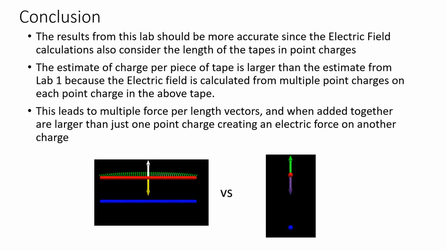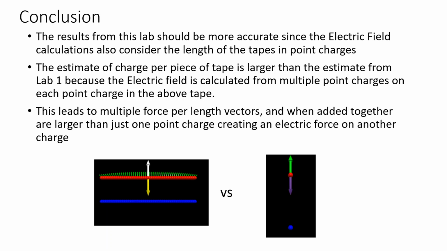So the conclusion for this lab was that the results should be more accurate since the electric field is being calculated from a length of tape instead of just a singular point charge. And the estimate of charge per piece of tape is larger than the estimate from lab 1 because the electric field is calculated from multiple point charges on each point charge from the above tape. So there's more of a summation going on. If you think about it, if you were to cut something up into infinite pieces and then sum it all up, you're going to get a more accurate representation versus just modeling it as single point charges and singular forces.